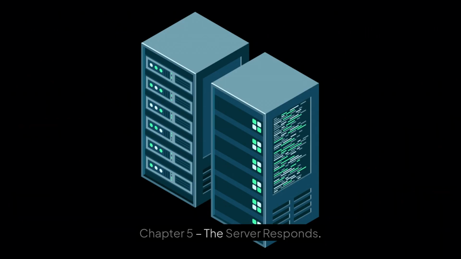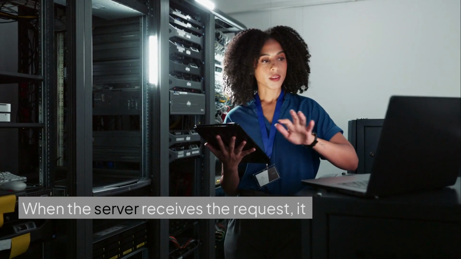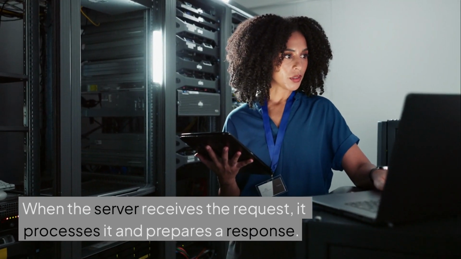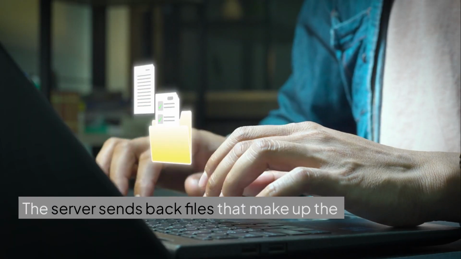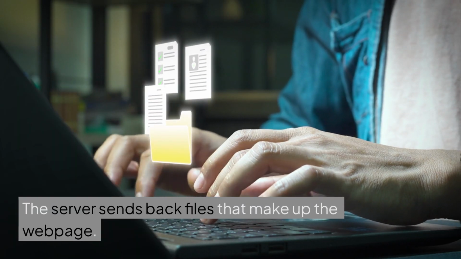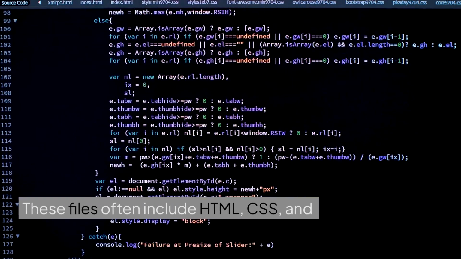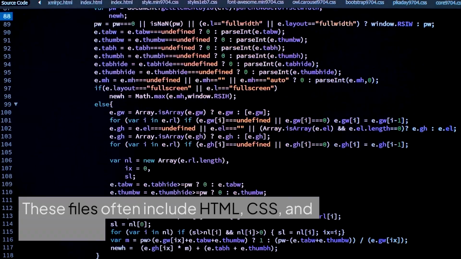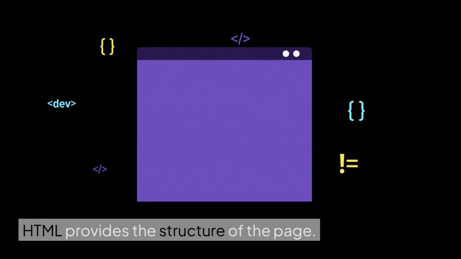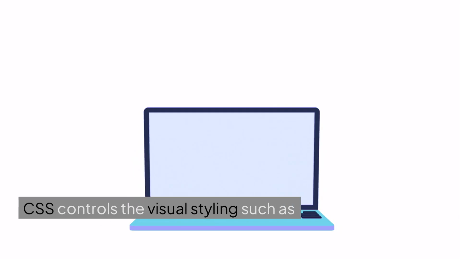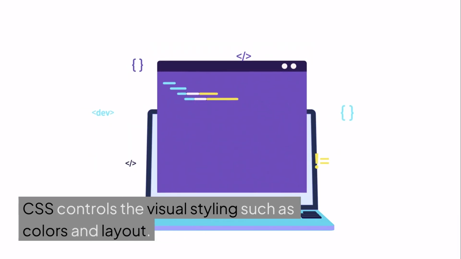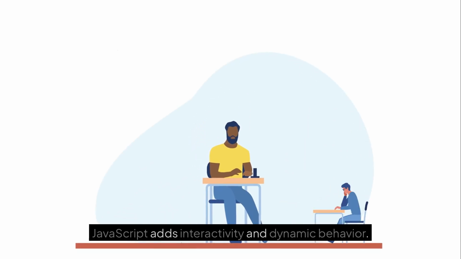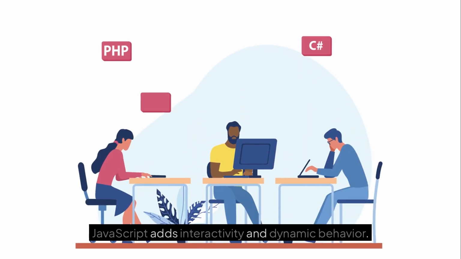Chapter 5: The server responds. When the server receives the request, it processes it and prepares a response. The server sends back files that make up the web page. These files often include HTML, CSS, and JavaScript. HTML provides the structure of the page. CSS controls the visual styling such as colors and layout. JavaScript adds interactivity and dynamic behavior.